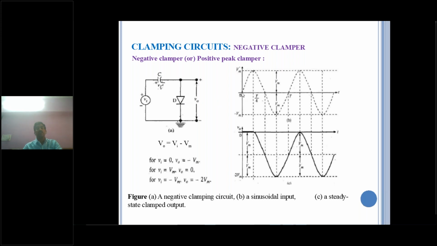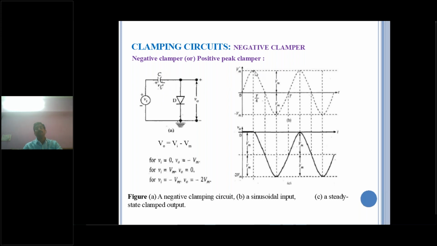Now, what is the output voltage across the diode? Because the diode in the first quarter cycle acts as a short circuit, the output waveform across it is 0. That's why the output waveform in the first quarter cycle, 0 to T by 4, is 0. This is important from the external exam point of view. The capacitor charges to the input peak value, Vc equal to Vm.